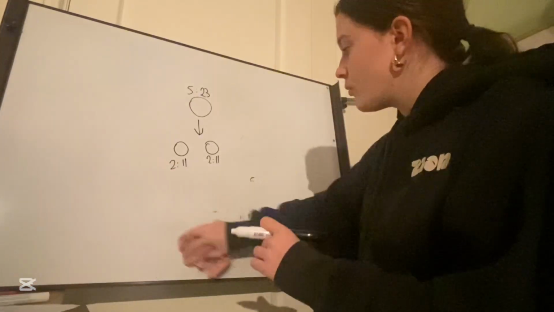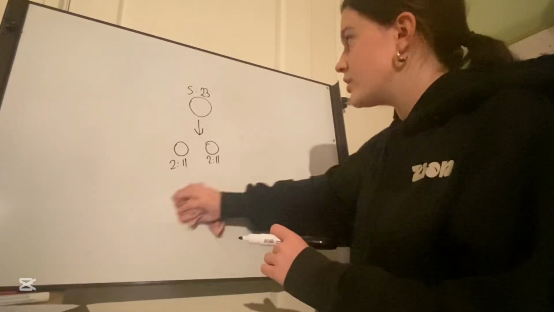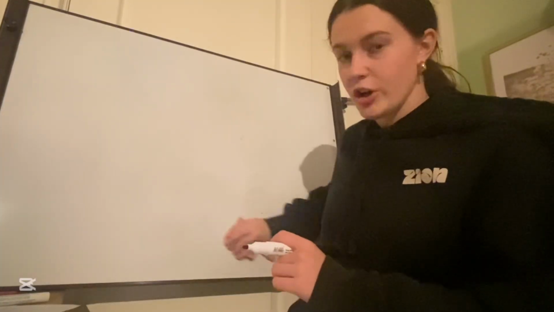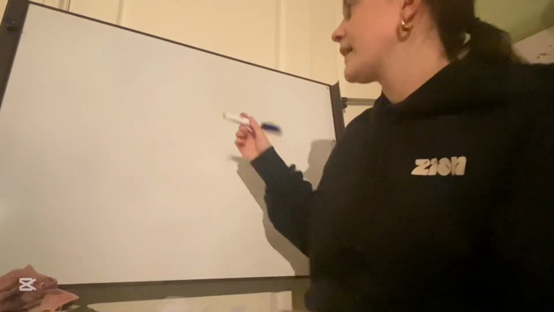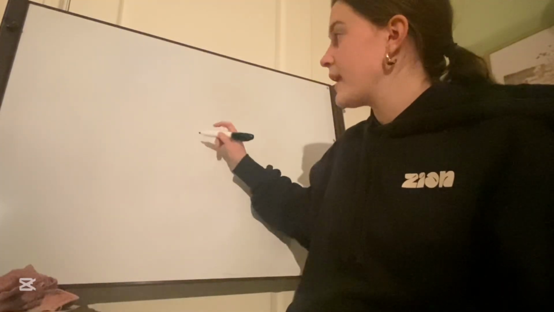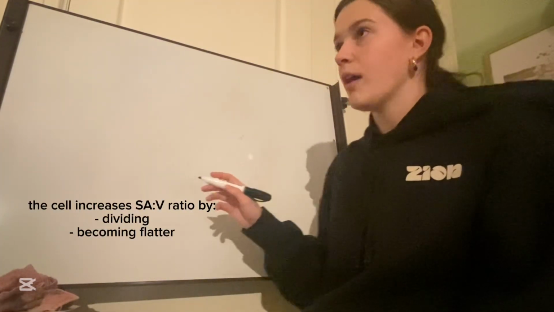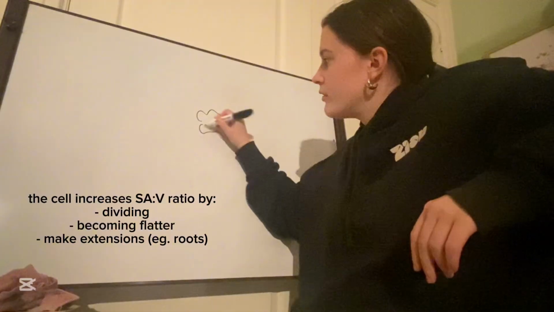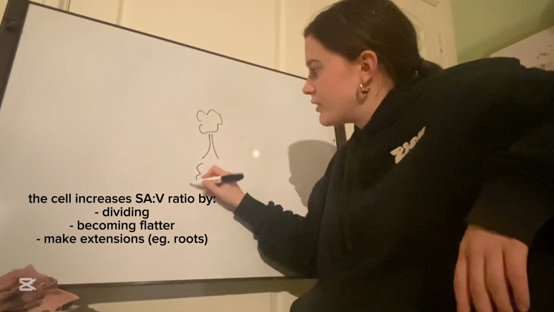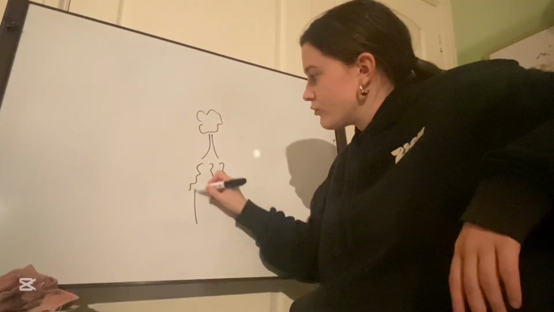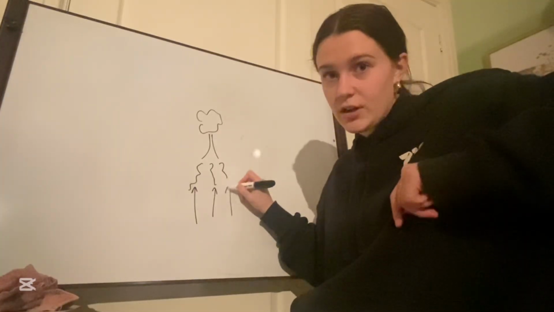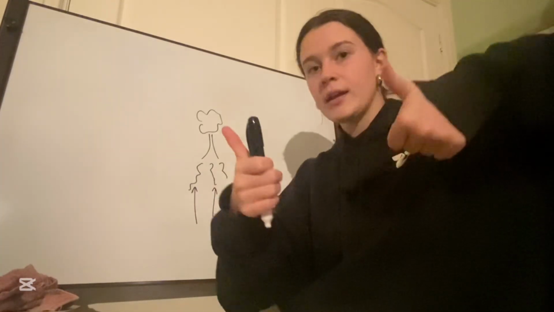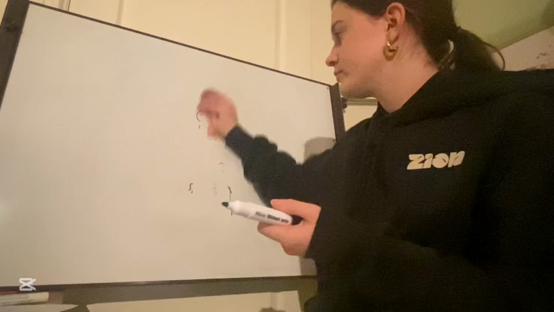So the way the cell can manage this surface area to volume ratio is, like I said before, by dividing, or it can become flat because it's got a lot more surface area, or it can make extensions. So like a tree, right? It's got all these roots. All of these roots increase the surface area to volume ratio. Yeah, that's that done. Good work, team.